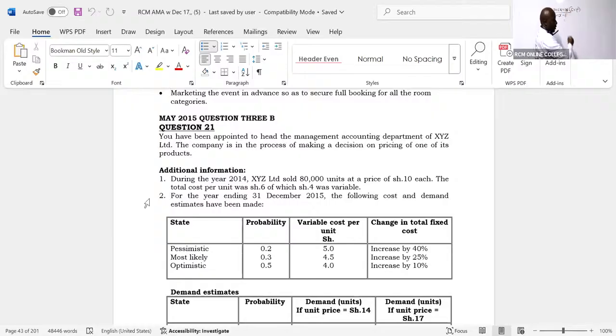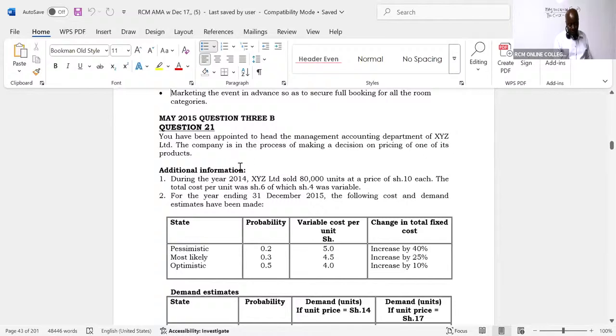Now, ladies and gentlemen, we are told here, you have been appointed to head the management accounting department of XYZ. So in this case, you think like a head of department. You're not just anybody, and we must get this question right because we are heading departments. The company is in the process of making a decision on pricing of one of its products.